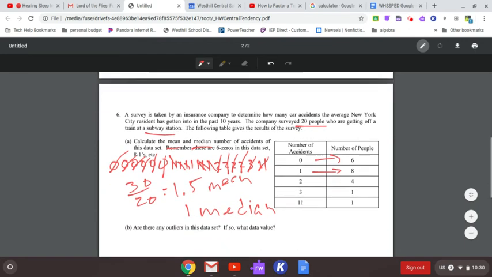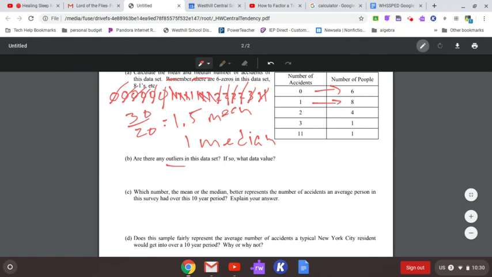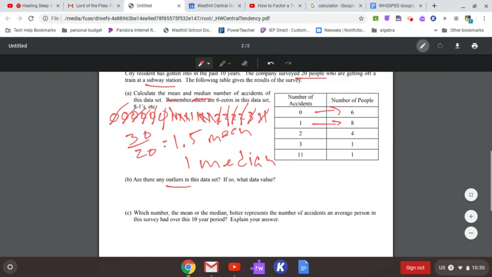So are there any outliers? An outlier is a number that doesn't fit in with the rest of the numbers. They're going to be either a lower number or a higher number. If we look, most of our numbers here are in this 0 to 3 range, and then we have 11 way out there. So that would be our outlier, just because it does not fit in with the rest of the data.